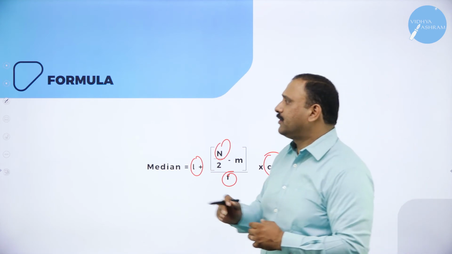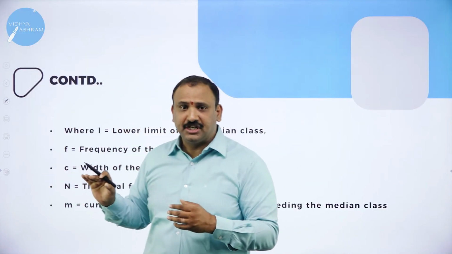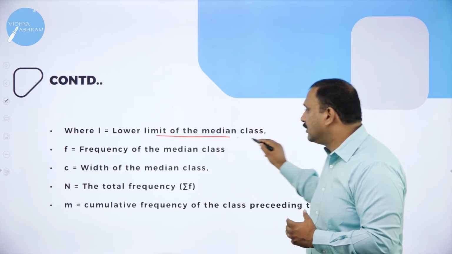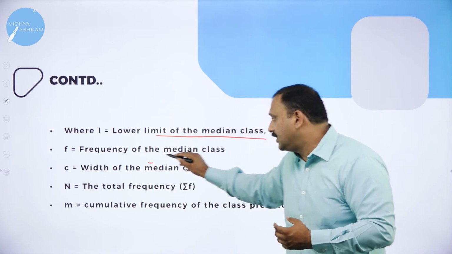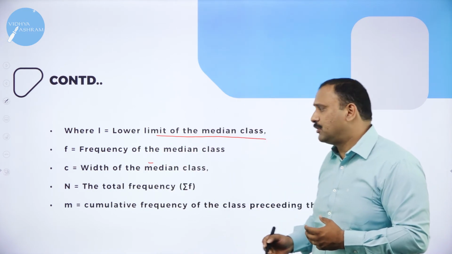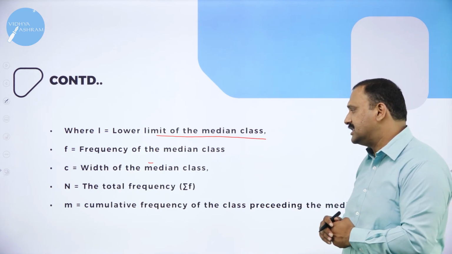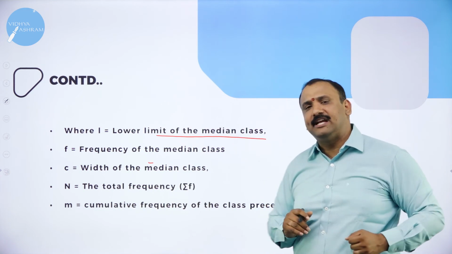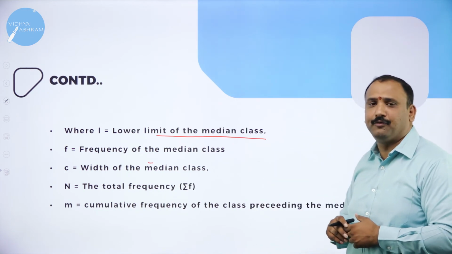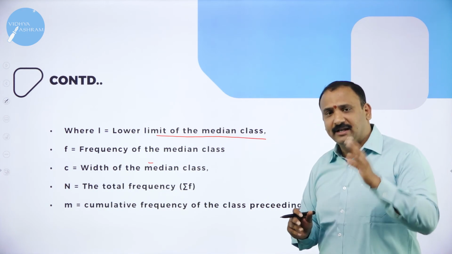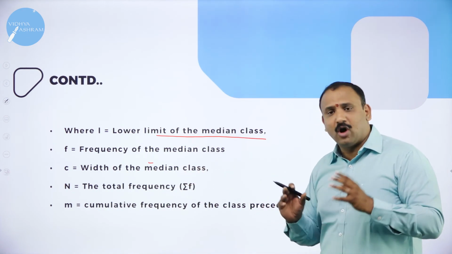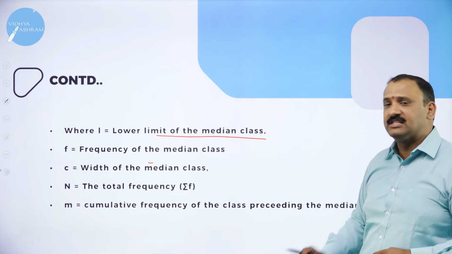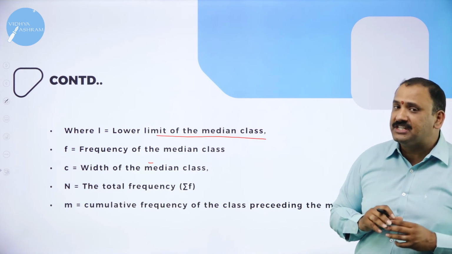So with that, we come to the conclusion for today's session, where we are going to understand the factors here in terms of the lower limit of the median class. We are also going to talk about frequency in the formula. C stands for the width, N stands for the total frequency, M is the cumulative frequency that we have talked about. So this is the explanation of the formula before I conclude for today, where L is the lower limit, F is the frequency, C is the common factor, which is the width of the median class, N stands for the total frequency, and M is the cumulative frequency of the class.